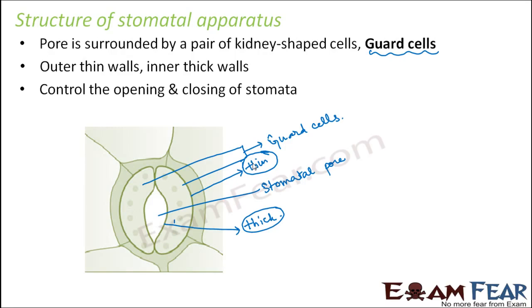A few more points to note here is that, as I said just now, the pore is surrounded by kidney-shaped cells, that is the guard cells. Now, not always these cells are kidney-shaped. For example, in grasses, when you talk about grass, these cells are not kidney-shaped. Instead, they are dumbbell shaped. So something of this shape.